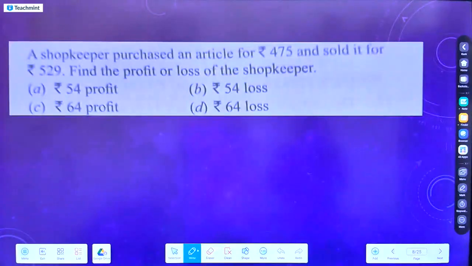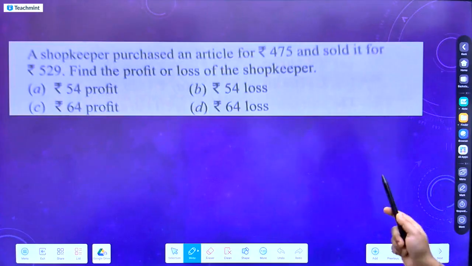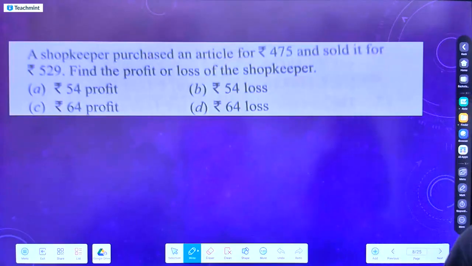A shopkeeper purchased an article for 475 and he sold it for 529. You have to tell me whether he incurred profit or loss. And here you go. Quickly. Purchased the article for 475 and sold the article for 529.